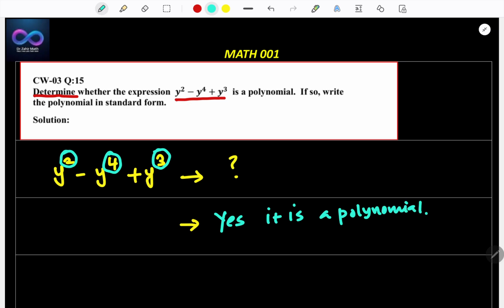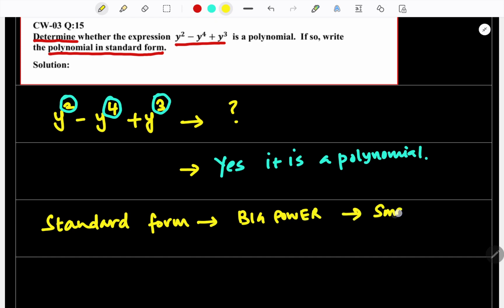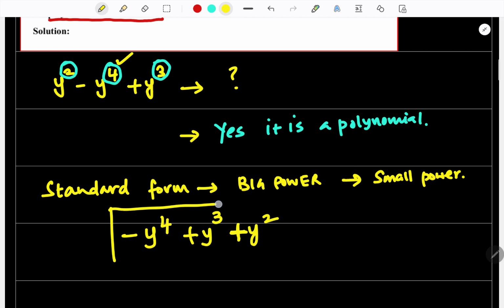Okay, right. If it is a polynomial, what they said is write in standard form. What is standard form? Standard form means big to small. I told you already. Big power to small power. You're going to write it as big power to small power. So what is your big power here? y power 4. What is the next one? y square. y cube, sorry. y power 4 is minus. And then y cube. And the next is y square. Okay, right. So let me tell you again. Minus y power 4 plus y cube plus y square.